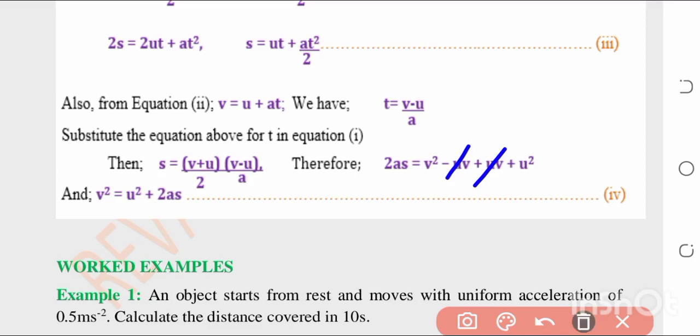And making v the subject of the formula, we are going to have v square equal to u square plus 2as. That is what we are going to have here. So that is what represents the fourth equation of uniformly accelerated motion.